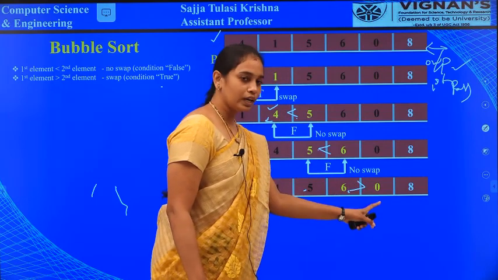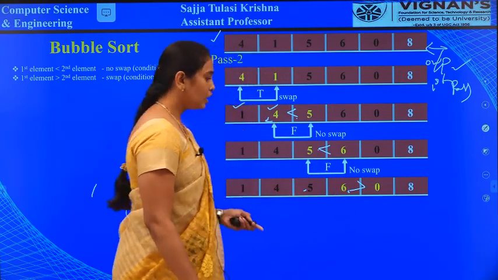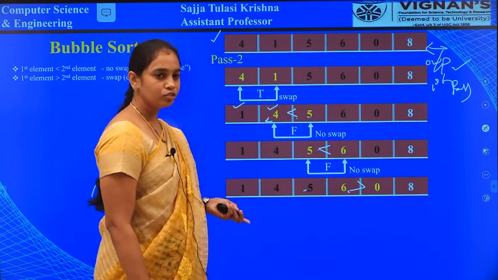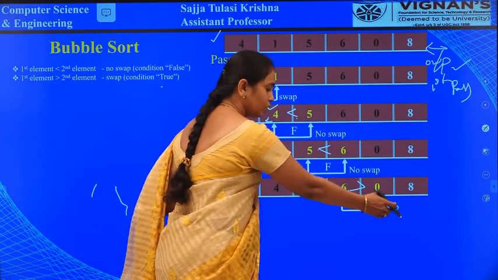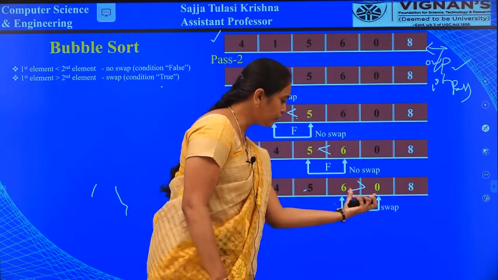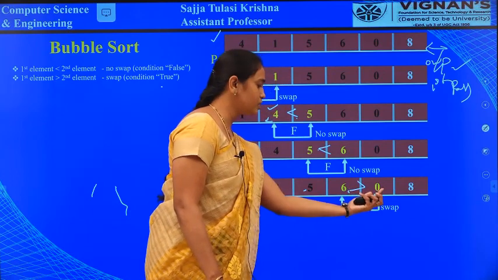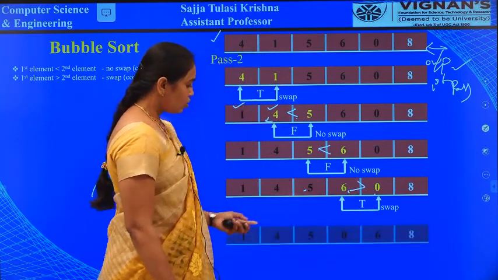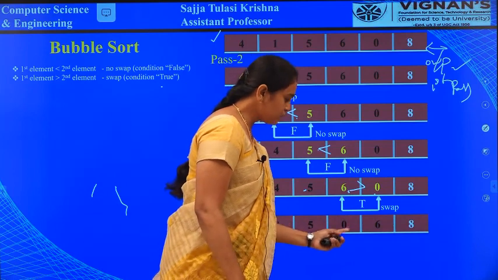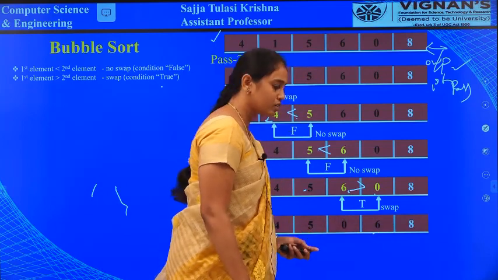Now 6 is greater than 0. Now the condition is true. So there is a swap between these two numbers, 6 and 0. So now see, 0 is placed here, 6 is placed here.